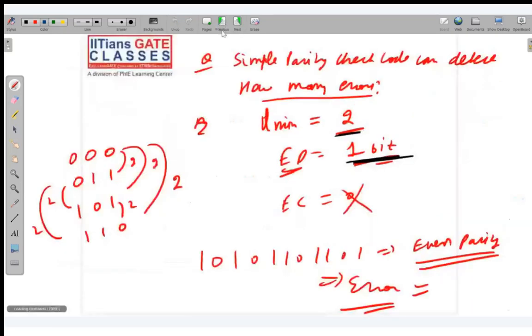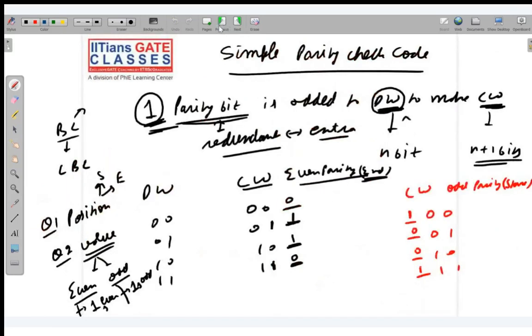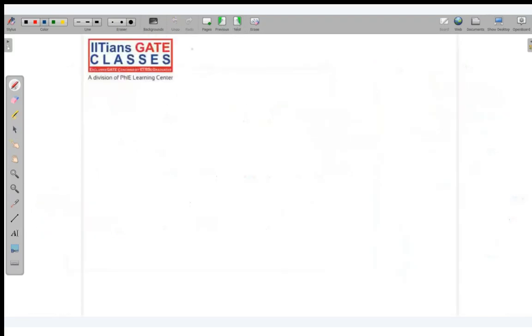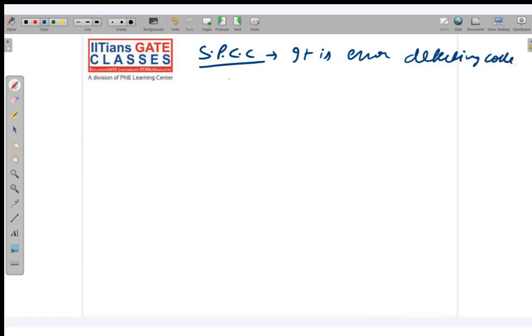Yeah, and one more important point for simple parity check code. I think I have written that already. It is error detecting code. It cannot correct error. So in the summary, I will simply write simple parity check code, SPCC. That was because D min was 2. SPCC, it is error detecting code. Let me write it like this. It is error detecting code, that is, it can't correct error because d min is equal to 2. That's why.